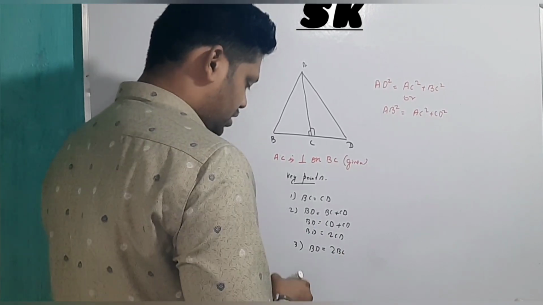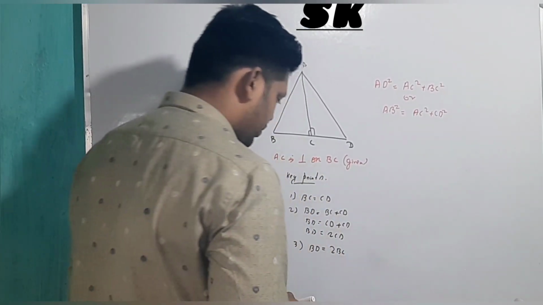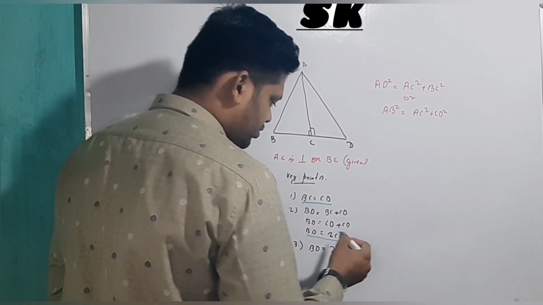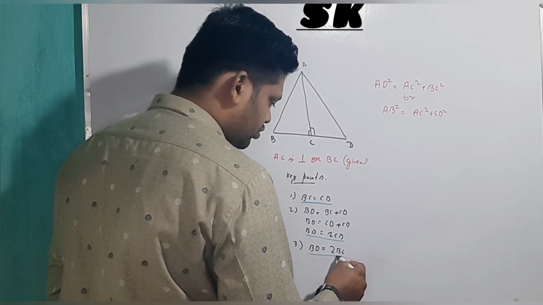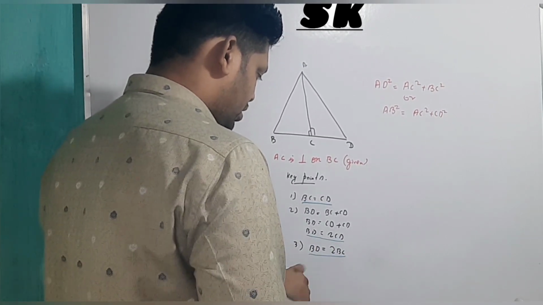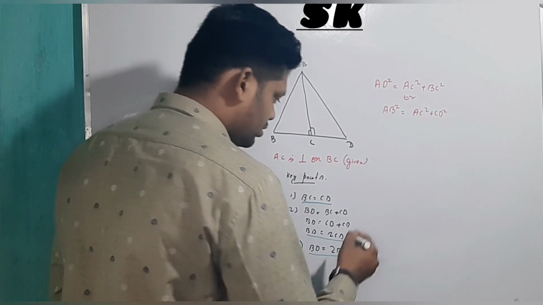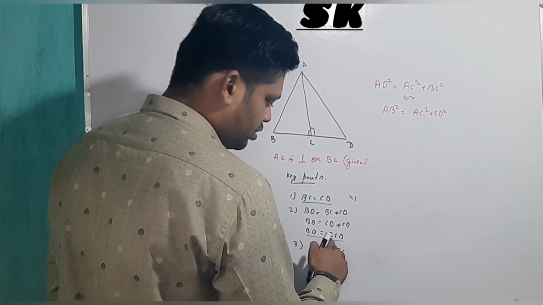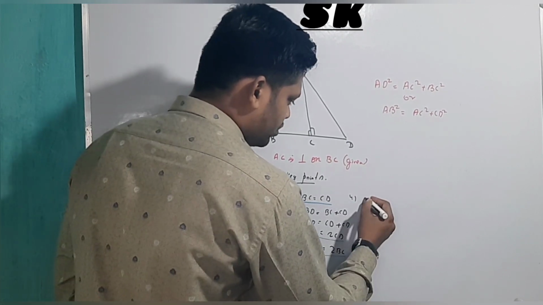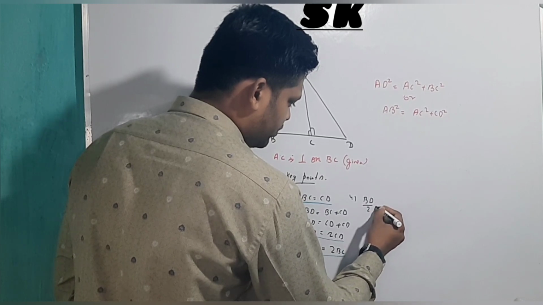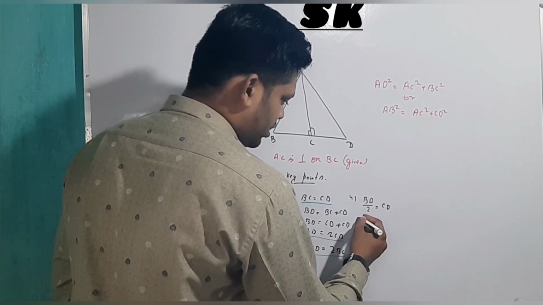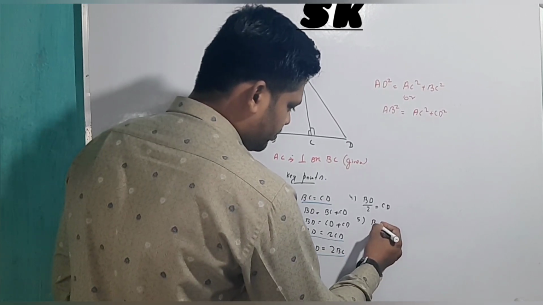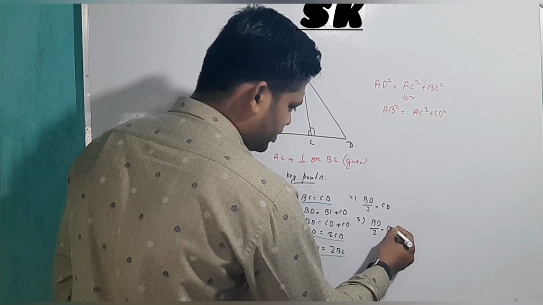Okay, so there are 3 key points. Point 1, BC is equal to CD. Point 2, BD is equal to 2 times CD. Point 3, BD is equal to 2 times BC. From here we will have some more points. Point number 4, CD is equal to BD by 2. Next one, BC is equal to BD by 2.